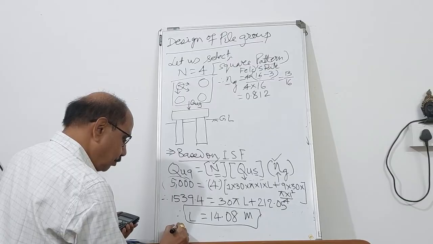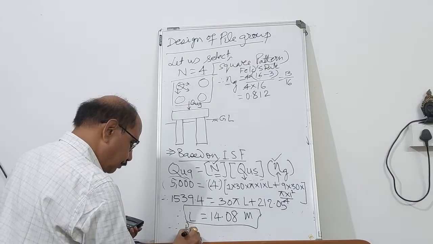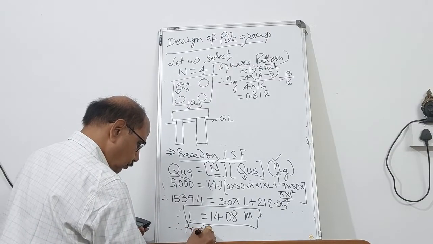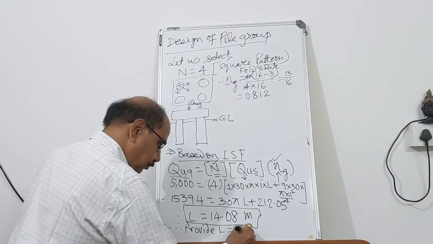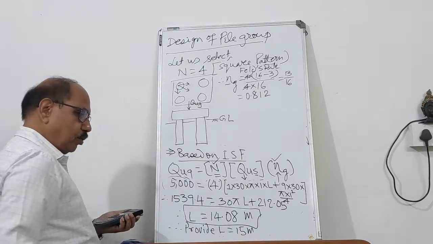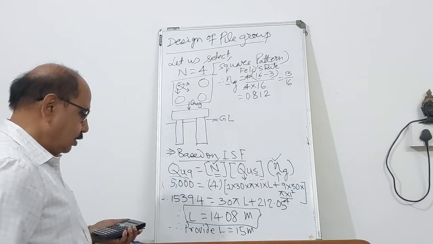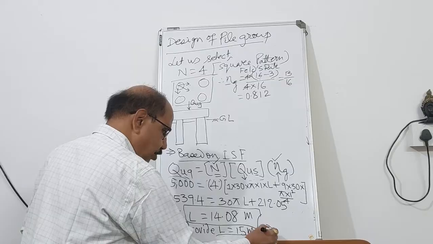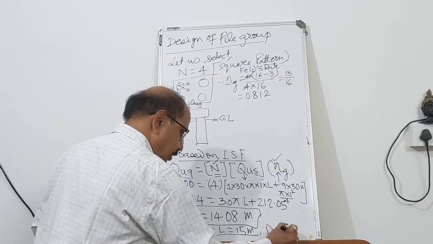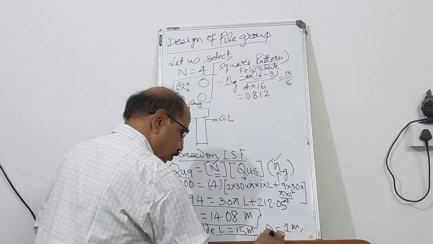Therefore, provide L equal to 15 meter. You can provide it more than what is required. So provide L equal to 15 meter. Diameter is already known to you, 1 meter, and number of piles equal to 4.